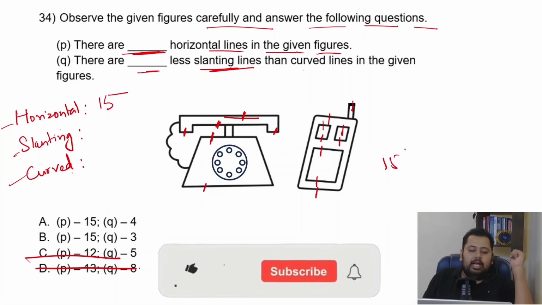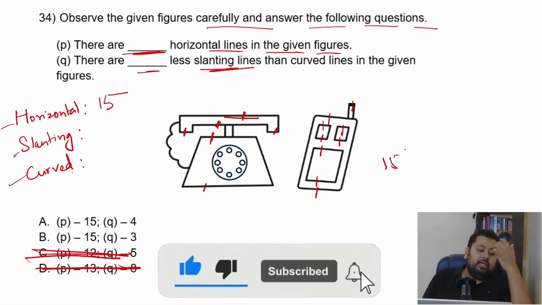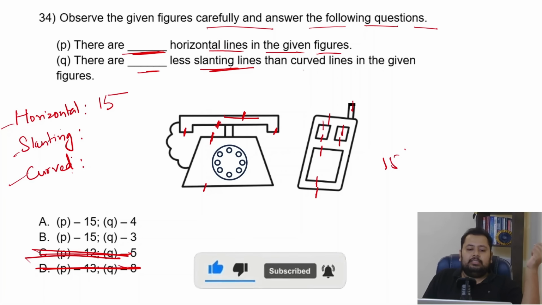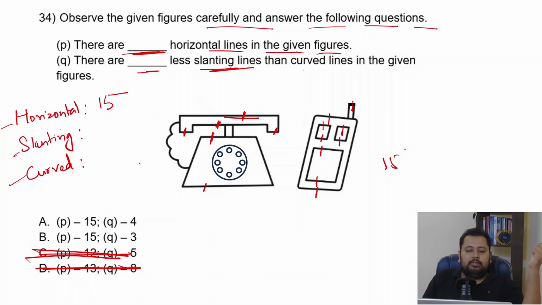So C and D are now stricken off. It can only be A or B as the answer. How many slanting lines do you see? So there is one slanting line over here. There are two. Then we have 3, 4, 5, 6, 7, 8, 9, 10. So there are 10 slanting lines overall.